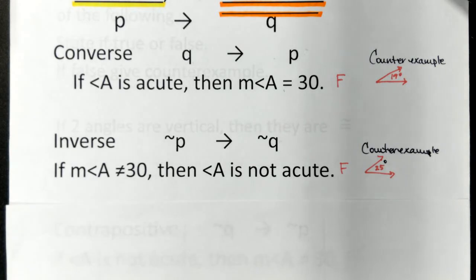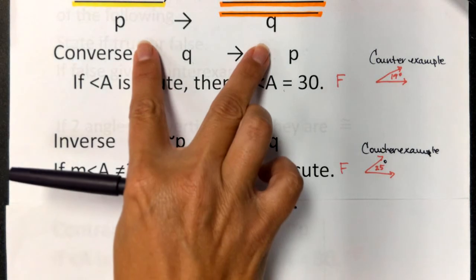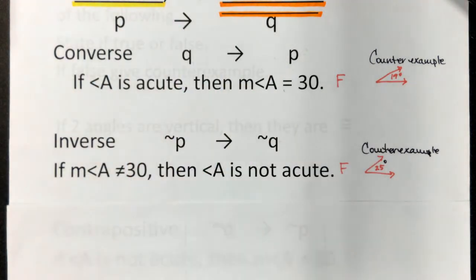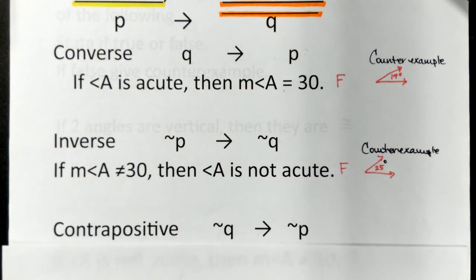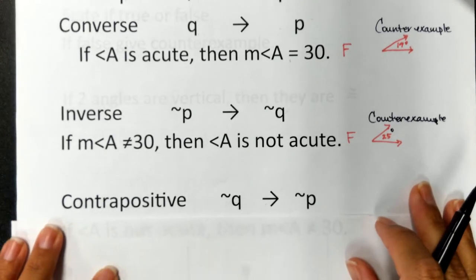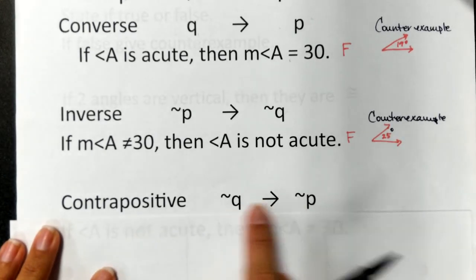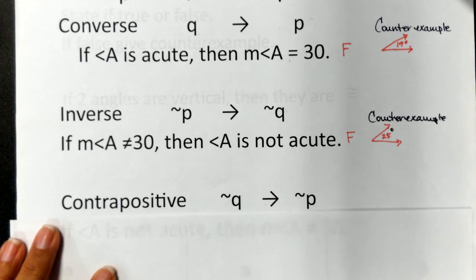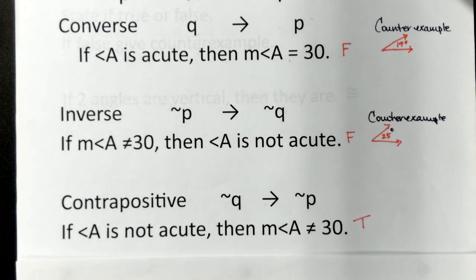Now guys, the next one is contrapositive. Remember, you're going to flip it. So go back up to your conditional, you're going to flip it and negate. So I've given you the notation for that right here. We flip the P's and Q's and then we're going to negate. If angle A is not acute, then angle A is not 30.